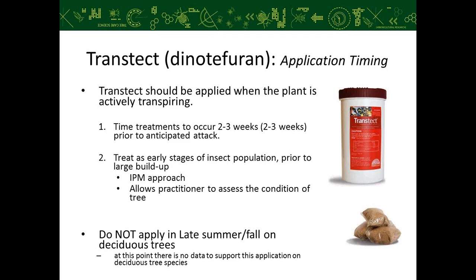But again, Transtec has its limitations as well. We can't make late summer fall applications on deciduous trees. There's really no data to support that application timing, so we don't want to make the treatments at that time of year.